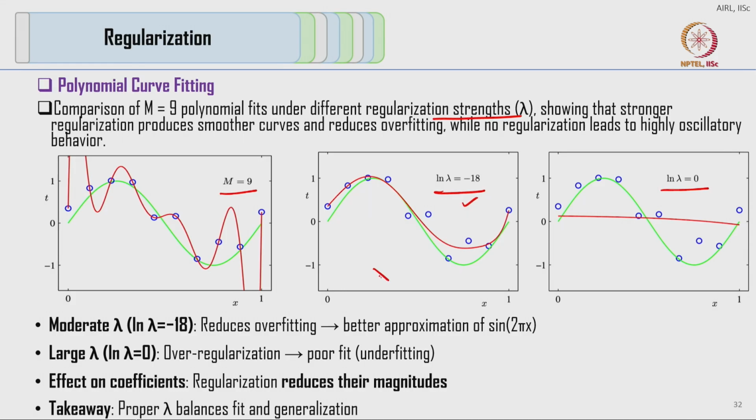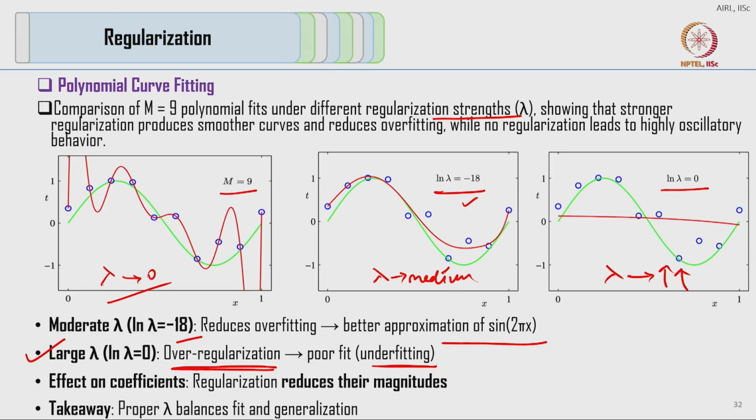So in the middle we have medium lambda, at the right we have lambda value which is very high, and at the left we have lambda value which is essentially 0, so it is very low. So a moderate lambda, which is log lambda equals minus 18, reduces overfitting and hence is a much better approximation of the true function, which is sin 2 pi x. A very large lambda is actually termed over regularization, where the regularization is so strong that it actually starts underfitting in this particular case.